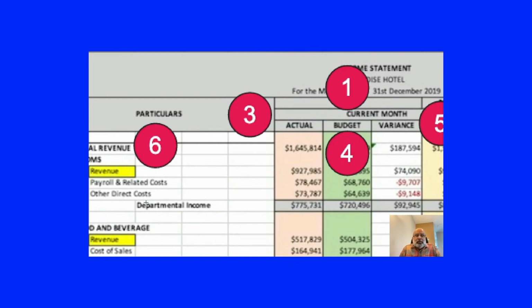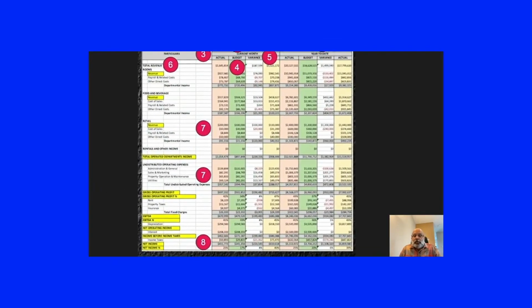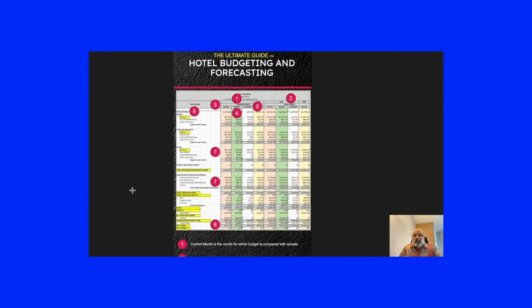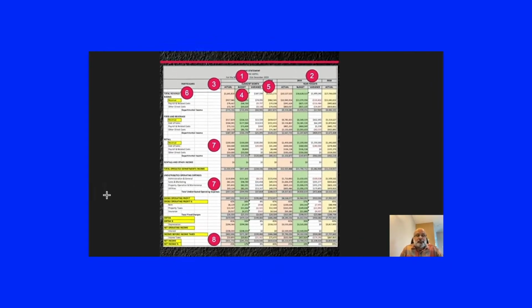Number 7 on this particular ultimate guide on hotel budgeting and forecasting is about the total expenses budgeted for the hotel under various expense categories. So as you can see, number 7 has both direct revenue producing departments with their expenses and undistributed operating expenses. Undistributed operating expenses are simply overheads, expenses which you cannot directly relate to any particular department. And that is why you see administration and general, sales and marketing, property operation and maintenance, utilities. These are expenses for the entire hotel and not just for any one particular department.